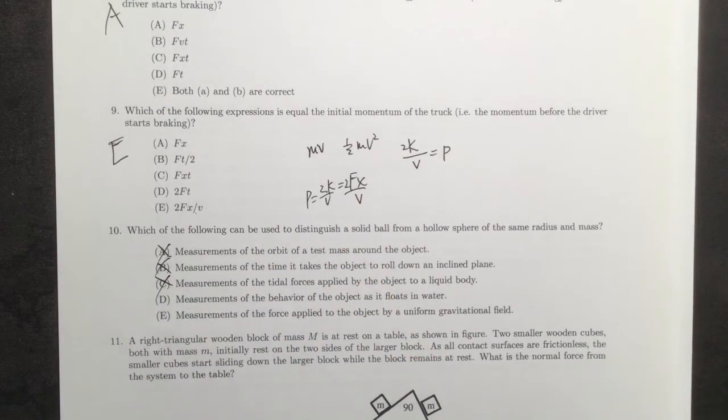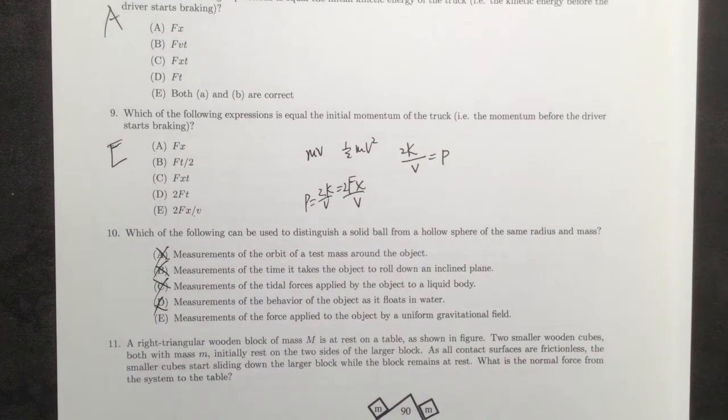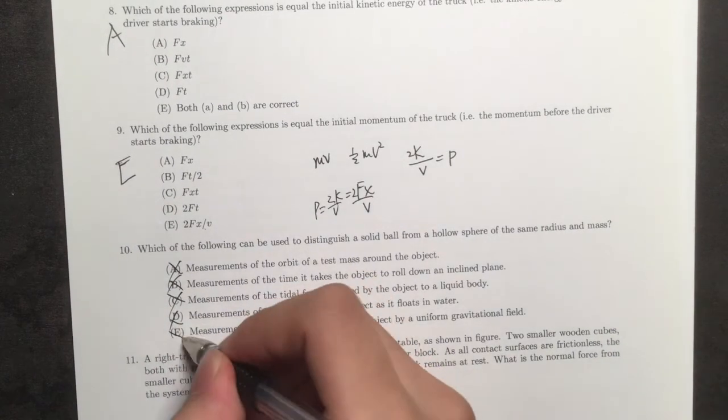D, the measurements of the behavior of objects as it floats in water. This is also not true, because the buoyant force depends on the volume of water that's being displaced by the object. And they have the same mass and the same volume, so D is also incorrect. E, measurements of the force applied to the object by a uniform gravitational field. Well, I think this is also incorrect, because a uniform gravitational force only acts on the point mass, right? We consider it as a point mass. So E is also incorrect.